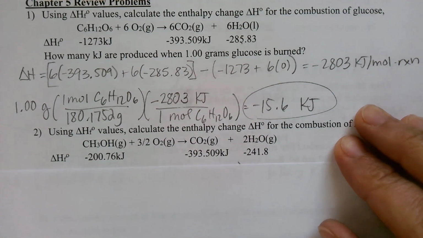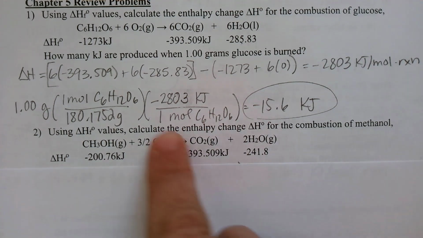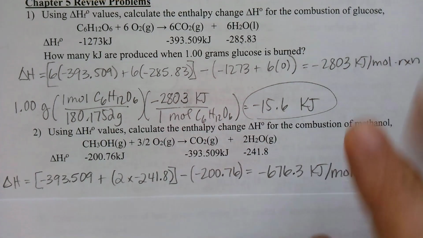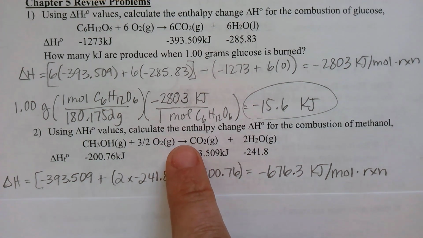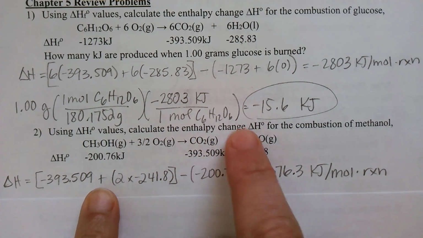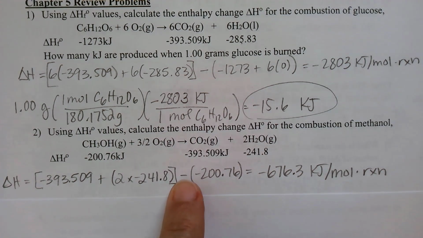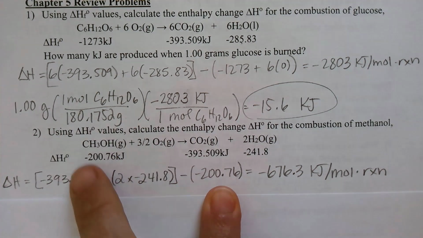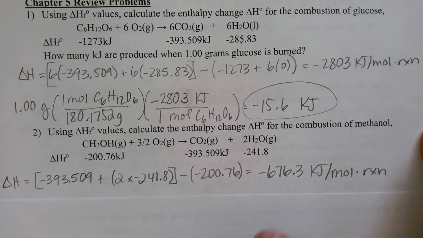All right, well, we're just going to do that same sum of the products minus the sum of the reactants. If I look at carbon dioxide, there's not a number in front of it, so that's 1. So 1 times that value plus 2 times the value of the H2O. So that's products minus reactants. There's 1 mole of methanol. And remember, any element is always 0. And so check your math, but I got negative 676.3.